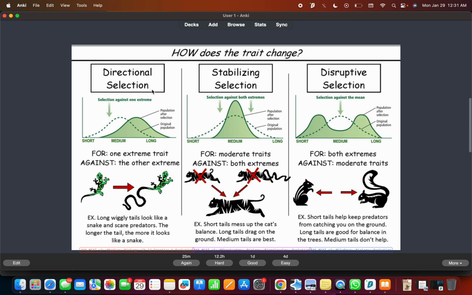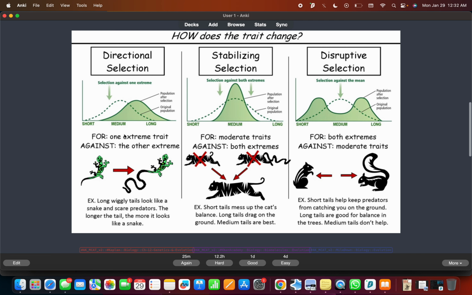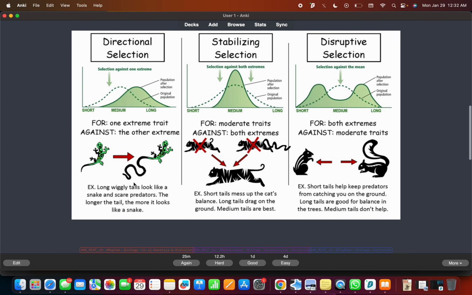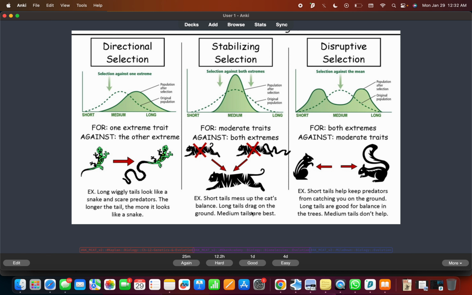How does the trait change? Directional selection acts against one extreme trait in favor of the other extreme. For example, long wiggly tails look like a snake and scare predators; the longer the tail, the more it looks like a snake. Stabilizing selection acts against both extremes. Short tails mess up the cat's balance, long tails drag on the ground, and medium tails are the best. Then disruptive selection favors both extremes over moderate traits. Short tails help keep predators from catching you on the ground, and long tails are good for balance in trees, so medium tails don't help. So disruptive is the opposite of stabilizing.